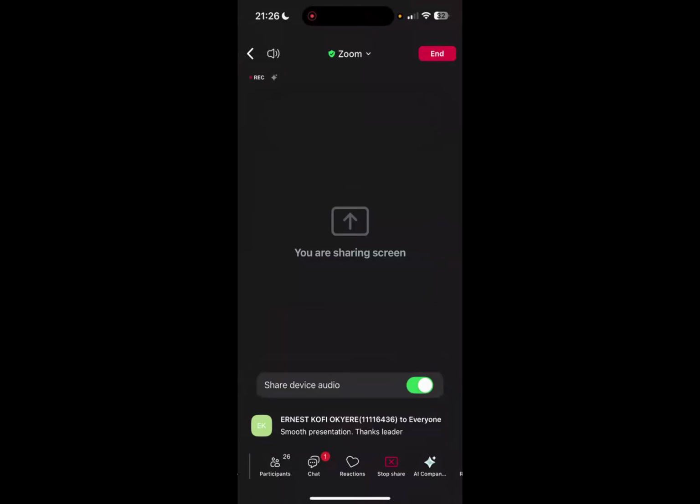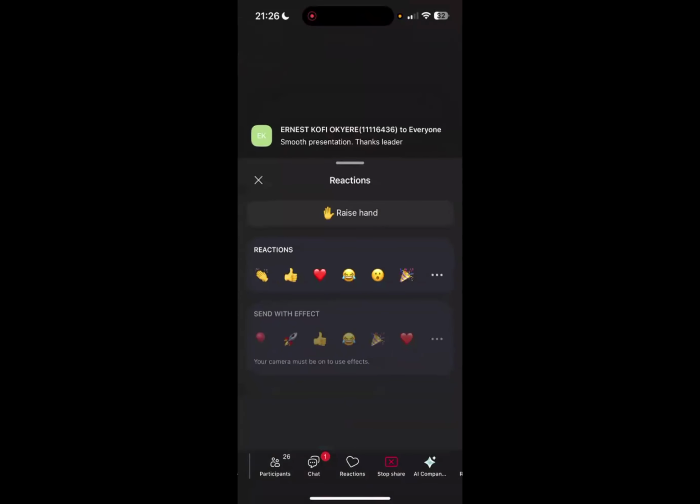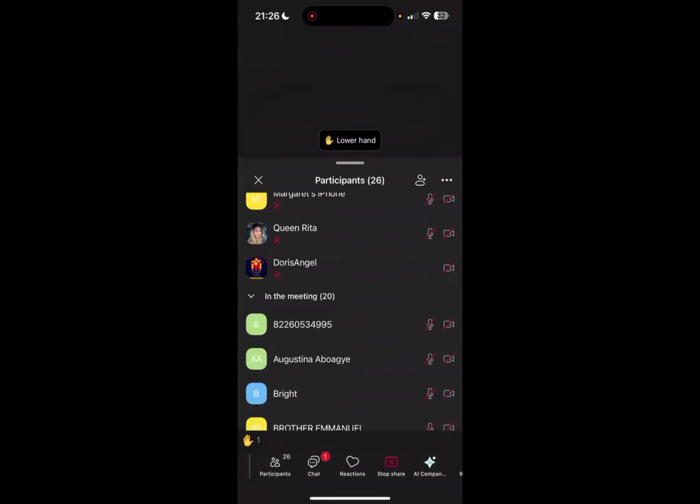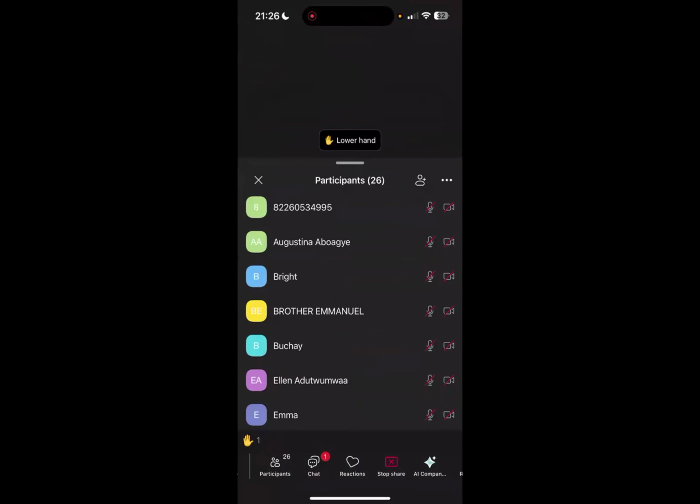Okay. So there are no hands up. Let me check in the chat. If you want to raise your hands up, let me show you how to do that. Not everybody knows how to use Zoom. So just quickly watch my screen. If you want to raise your hands up, you tap on reactions, then raise hand. Then I'll see your hand. Oh, okay. Bright has raised their hands up.